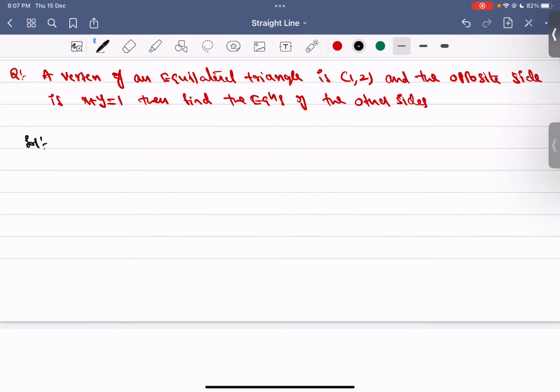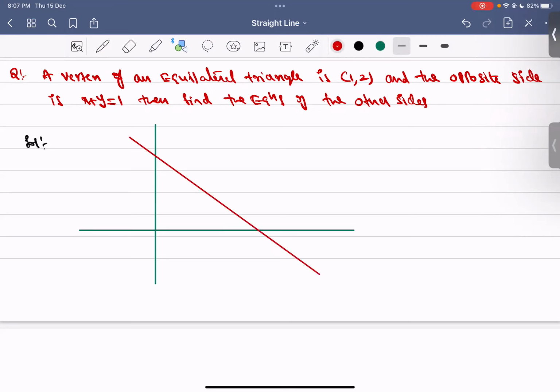Solution. See, so this is the y-axis and x-axis. The given line is x plus y equals 1. Now a vertex of an equilateral triangle is some point P (1, 2), and the opposite side is the line x plus y equals 1.